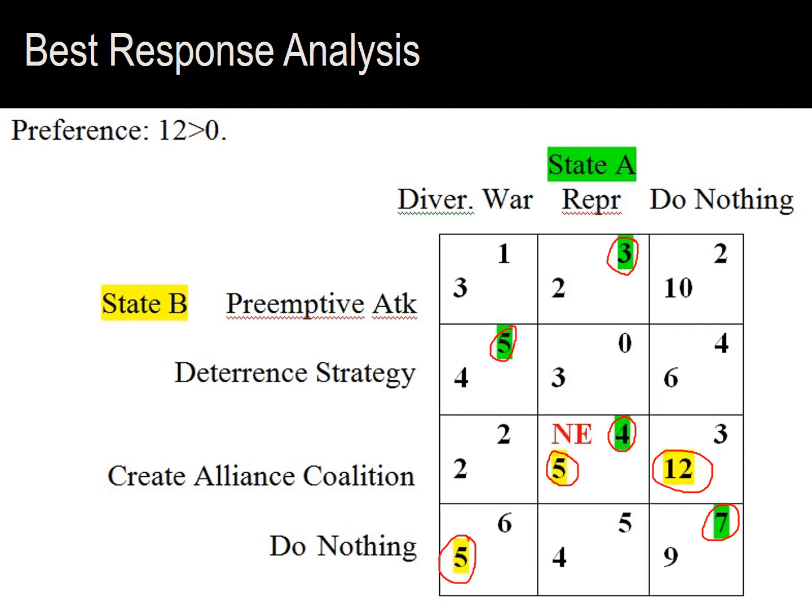So do we have an overlap? And we do. The overlap is here between state A's repression and state B's create alliance coalition. This is the Nash equilibrium. This is what is predicted by best response analysis to be the outcome of this interaction.